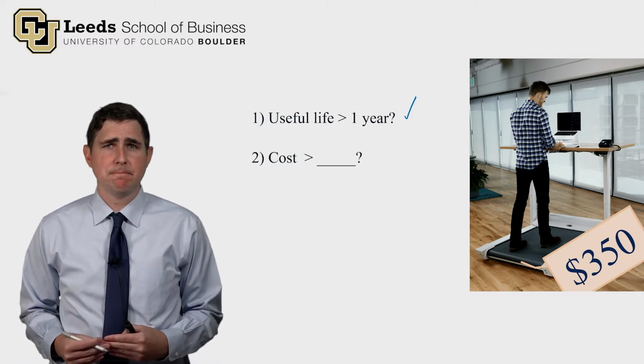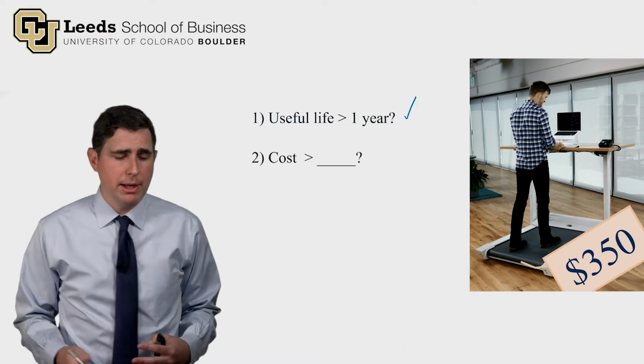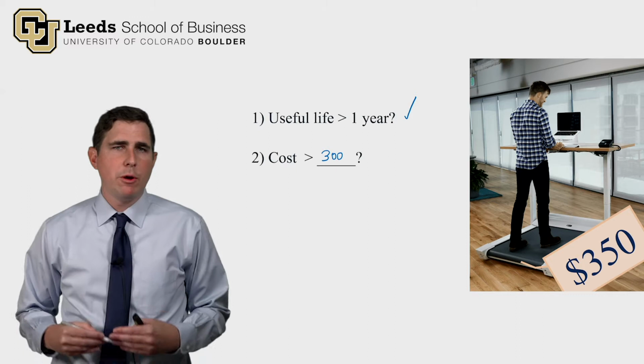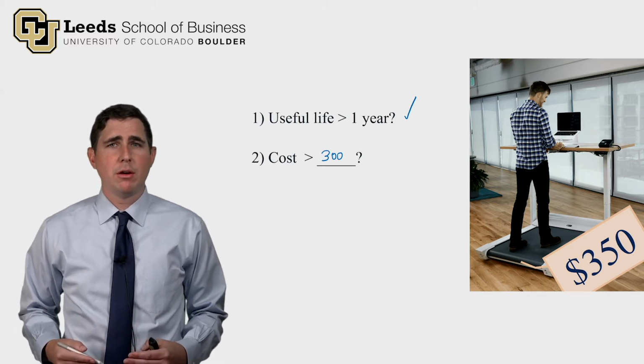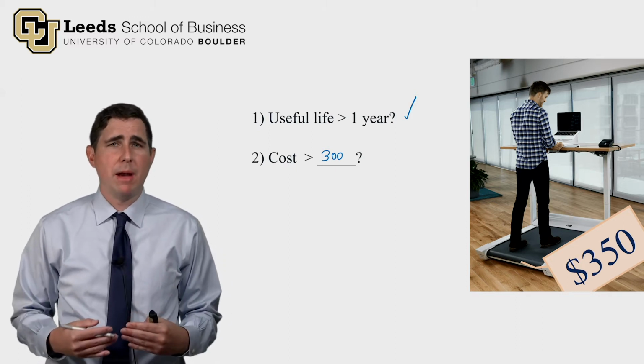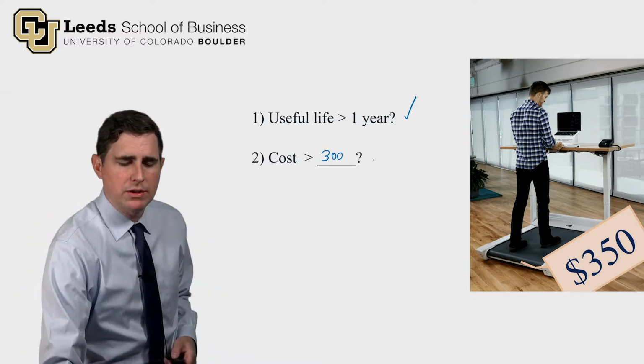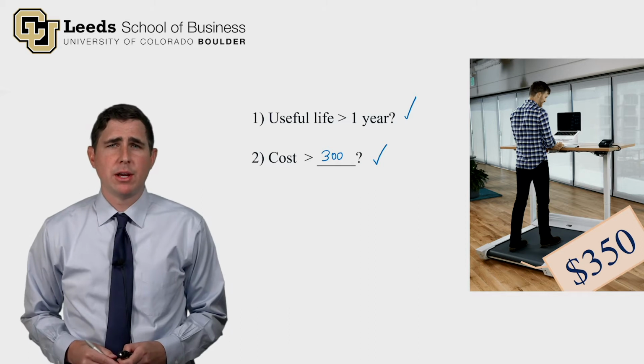a long-lived asset? Suppose we're a small company, and so we've set a threshold of $300. So if we purchase something that's greater than $300, we're happy to put that on our balance sheet rather than expensing it right away. So we'll say this treadmill desk meets both criteria.